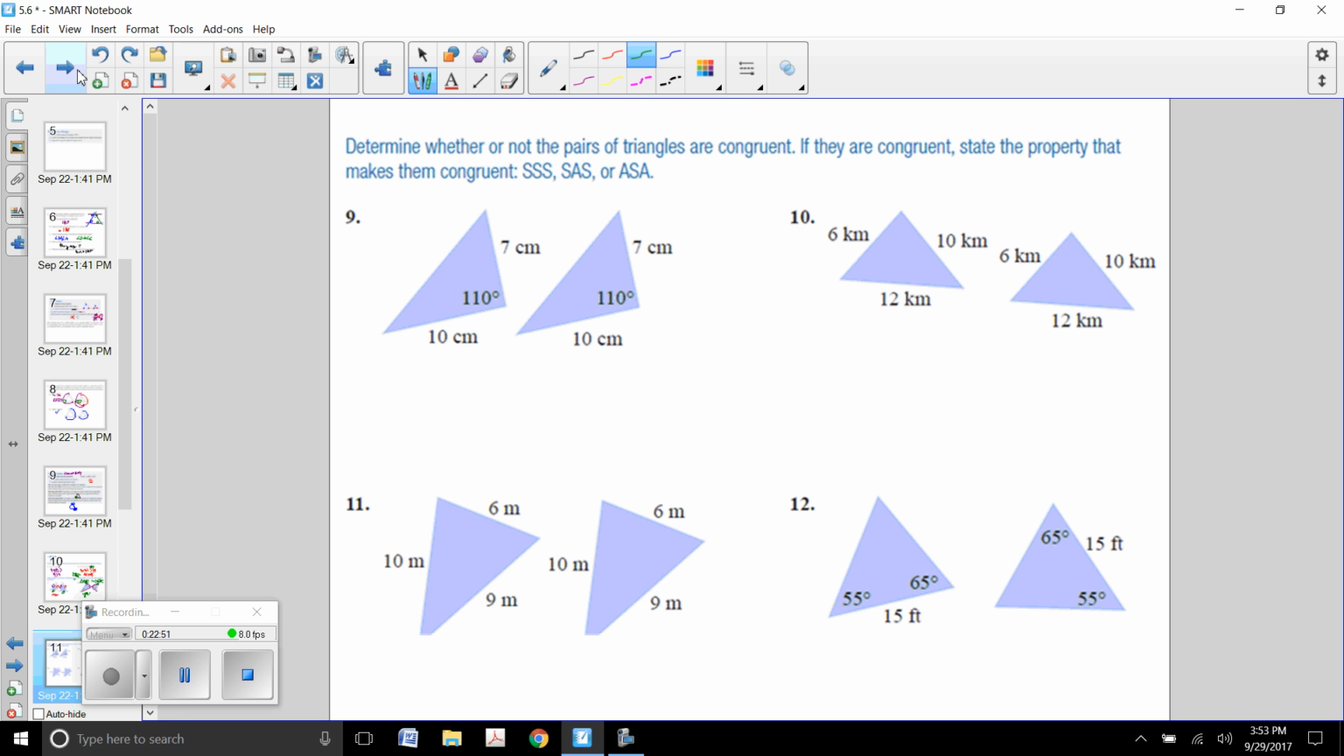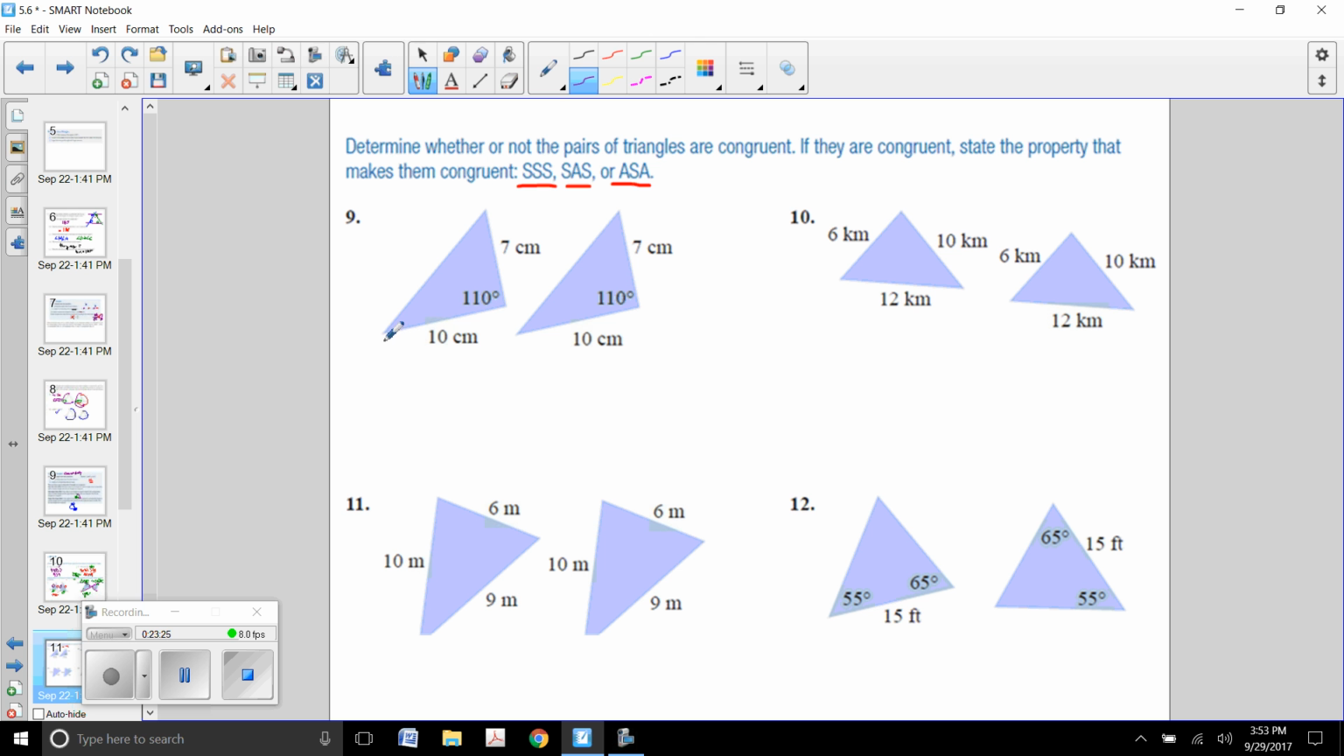Now we have to determine whether we have congruent triangles and state the property. And they give us those properties here for us to look at to remind us. All sides have to be the same, two sides with the angle in the middle, or two angles with the side in between. And so if we look at our first set of shapes, we can see that everything matches up, but we have to go around and make sure they're all in the same spot, and it follows one of these rules.